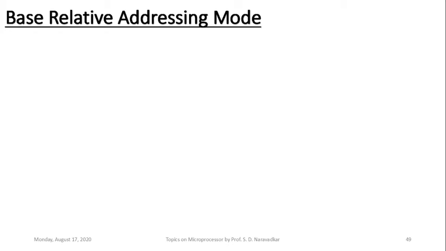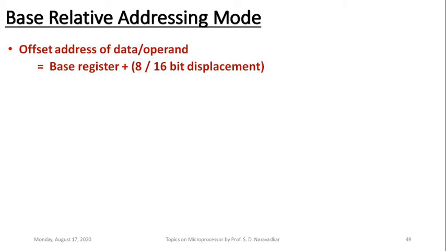Now the fifth addressing mode is the base relative addressing mode. Okay, conceptually, in case of base relative addressing mode, the offset address of data or operand is generated by addition of two entities here. One, the contents of the base register, and the second is either 8 or 16-bit displacement. These two entities are added together, base register plus 8 or 16 bits of displacement, and that will define the offset address of that corresponding data or that corresponding operand here.